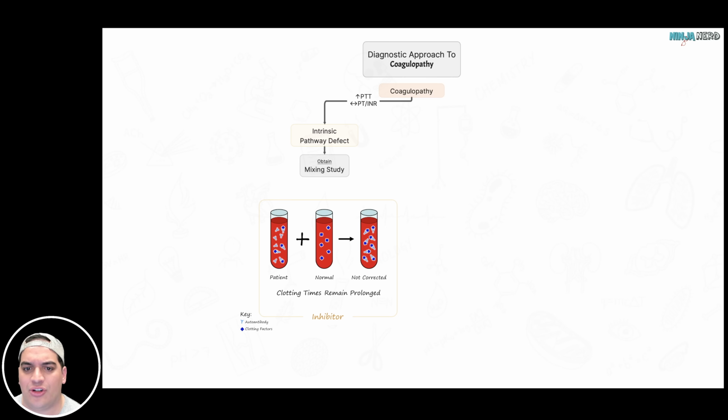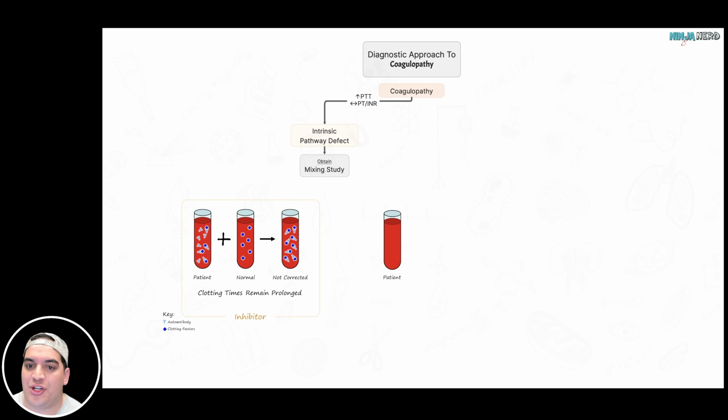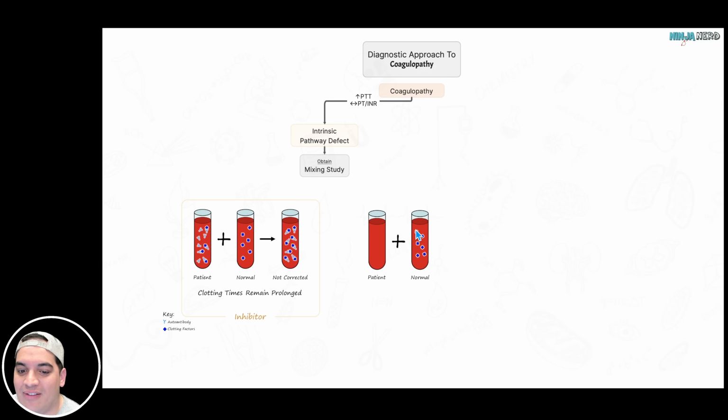This is either a factor VIII inhibitor like in SLE, RA, malignancy, postpartum, or treatment of hemophilia A, particularly the factor VIII products. If I take the patient's blood and they don't have any coagulation proteins, they have a factor deficiency, and you give them normal blood, which actually has all of these clotting proteins present, what will happen? So their PTT was prolonged because they had a deficiency here.